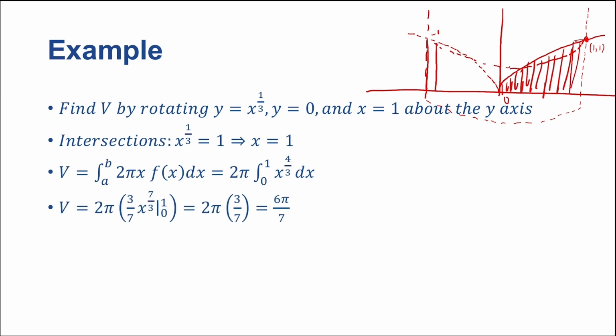Now some simple monomial integration and application of the fundamental theorem of calculus. This gives us volume being equal to 2 pi times 3/7 x to the 7/3, evaluated between 0 and 1. 1 to the 7/3 is 1, and 3/7 times 1 is also 3/7. So that gives us 2 pi times 3/7, which turns out to be 6 pi over 7. So this volume that we determined in there is 6 pi over 7.